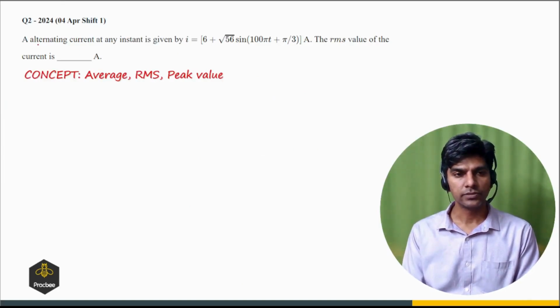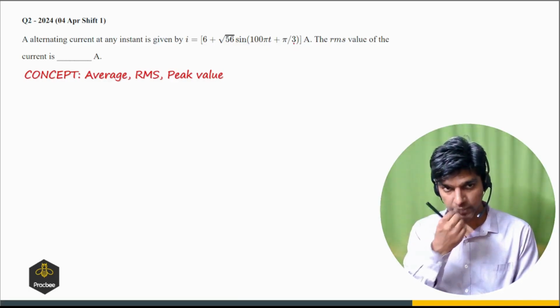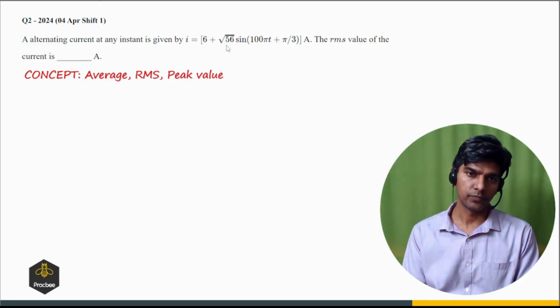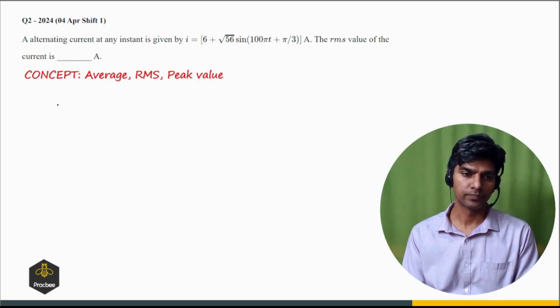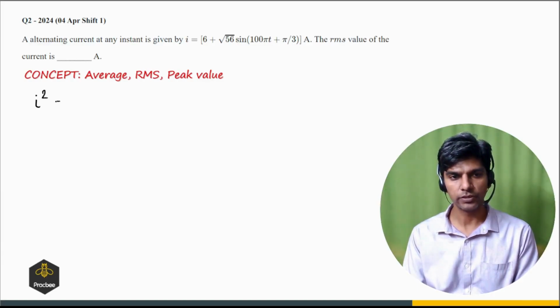Right, so let us see this question. An alternating current at any instant is given by I equals 6 plus root 56 sine (100 pi t plus pi by 3). So we have to find the RMS value of the current. When we are given a graph or a function, how can we find the RMS value? First we have to square it. So let us square this, right?